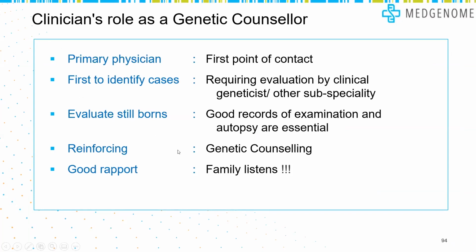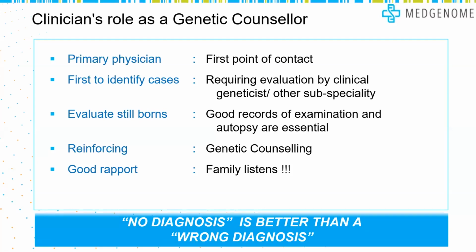So coming to a clinician's role, you are the first point of contact. You have a good rapport, the family would listen to you. So whether your child or your patient needs to have further analysis by any other subspecialty, it could be a detailed ophthalmic evaluation, it could be a repeat MRI or MRS, or getting a confirmed dermatology opinion, they will listen to you. You will be reinforcing the genetic counseling, whatever is done to get a good diagnostic yield.